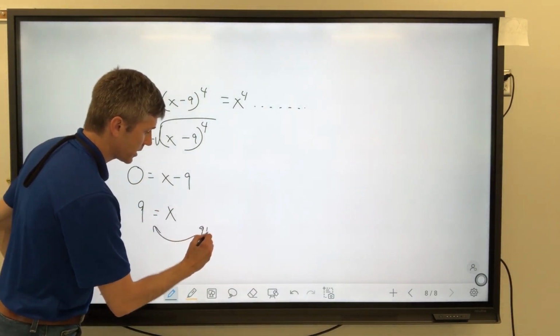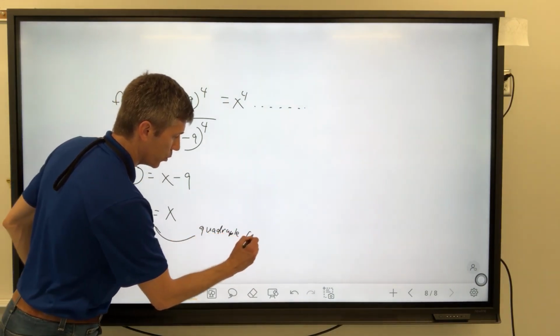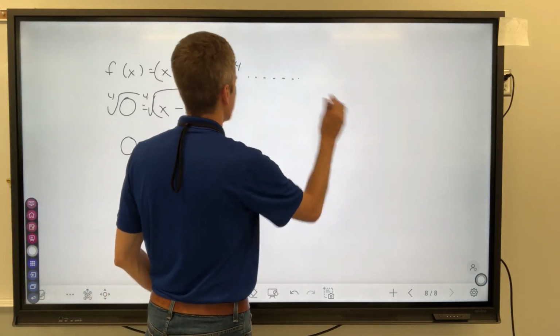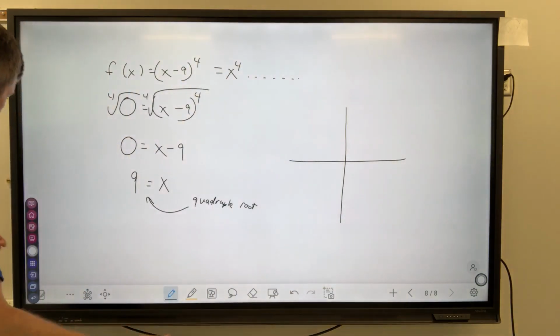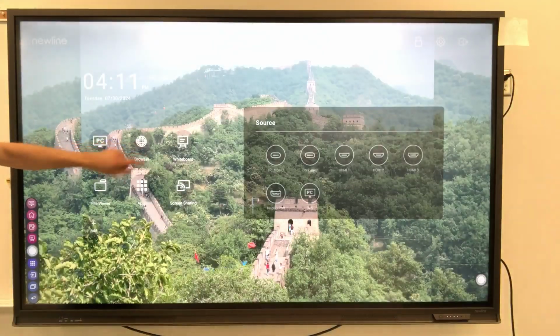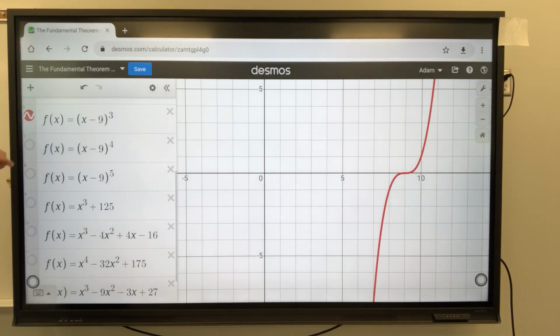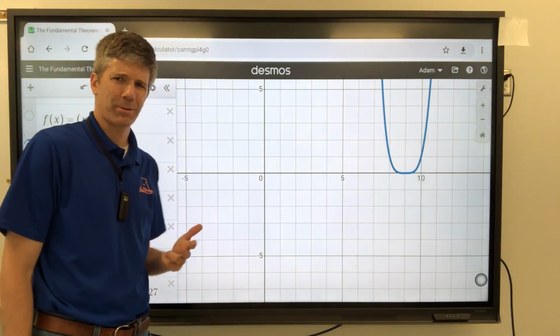This is a quadruple root. I want to know what a quadruple root looks like. We're going to go to the graph. All right, here we go. This was the triple. This is a quadruple. Now, if you're looking at that and you're saying, that looks like a parabola, you're not too far off.